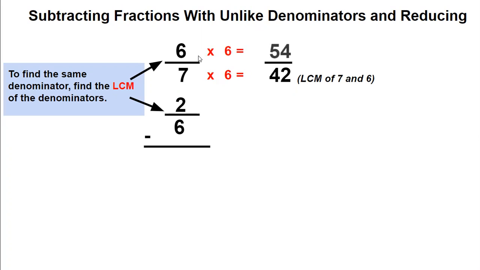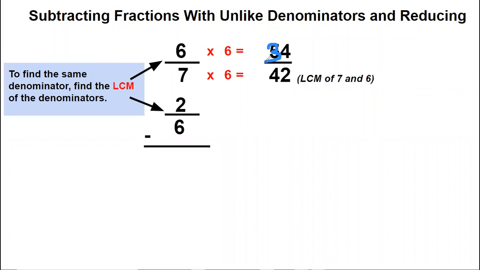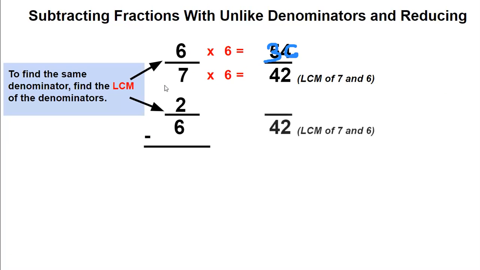6 times 6 is not 54. 6 times 6 is 36. I wonder if this is going to mess up my whole thing now. Let's put 36 in here. Might. We'll see. And then on the bottom, we're going to use 42 as well. So 6 times 7 is 42. So I'm going to times by 7 here and get 14. And now I'm going to subtract 36 minus 14. And I'm sure it's going to be wrong now because I wrote the wrong number.